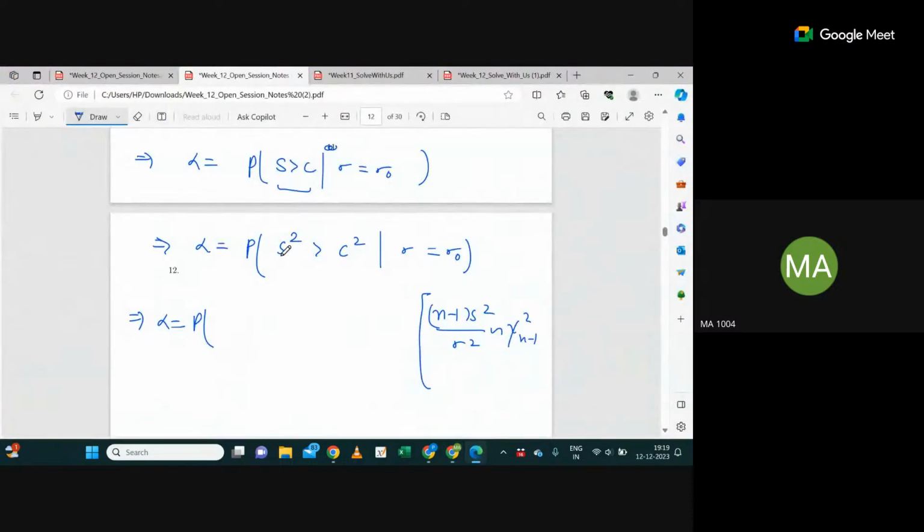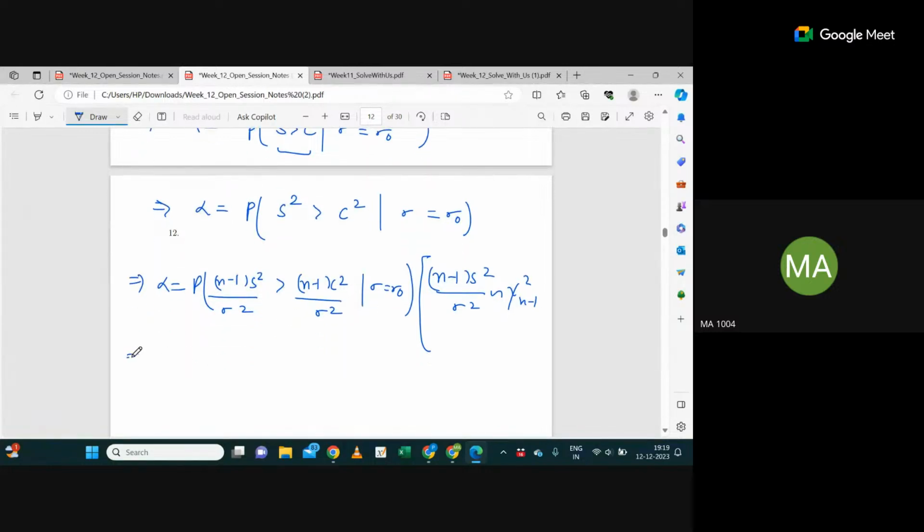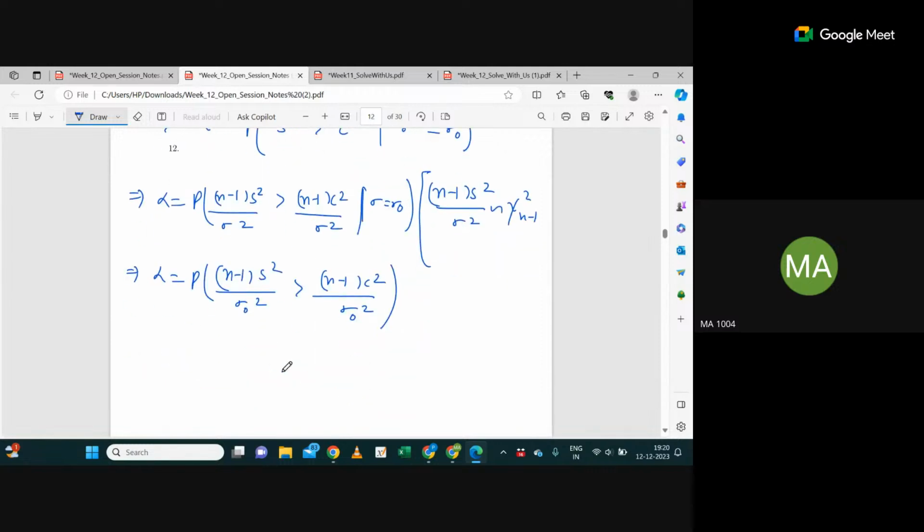Now, S square greater than C square, we have to convert into chi-square form. So I have to multiply both sides by n minus 1. Yes or no? Yes, sir. Right? And I have to divide by sigma square. Sigma is given to us as a specific value, sigma naught. So alpha will be the probability that n minus 1 S square divided by sigma naught square is greater than n minus 1 C square divided by sigma naught square.